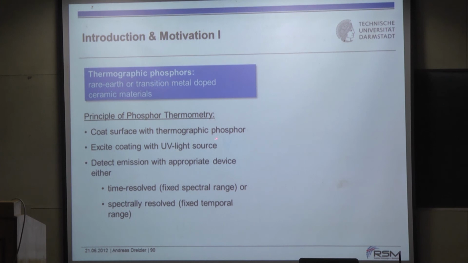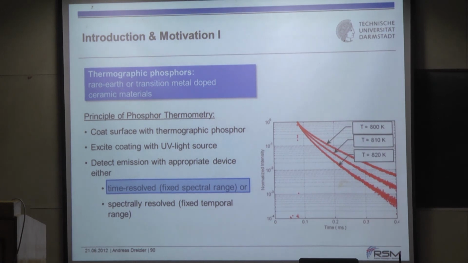And so let's say we have this thermographic phosphor selected. Then we have a UV excitation of the phosphorescence. And then we can do different things. Either we exploit the fact that these thermographic phosphors have a temporally dependent phosphorescence luminosity property, or that they change their spectrum with temperature. So these are the two main differences. And those are highlighted here.